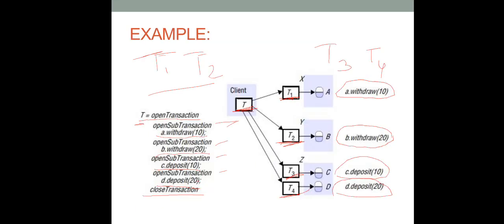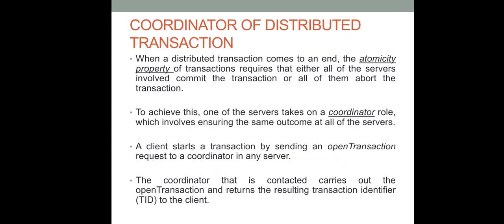Like for example, if we see this one, there are 4 operations that this transaction is performing. So the atomicity property requires that either all 4 operations are executed successfully, that means from A and B rupees 10 and 20 are withdrawn and that is deposited to accounts C and D respectively, or none of the operations has to be executed. So this is what the atomicity property requires.